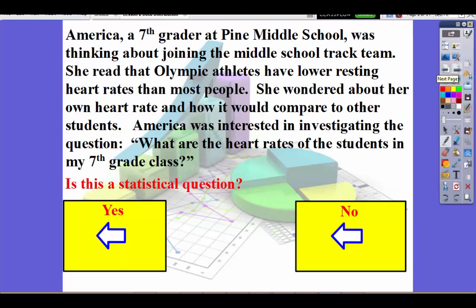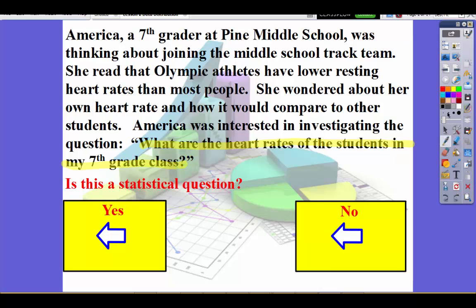Okay, here's our first problem let's look at. America, a 7th grader at Pine Middle School, was thinking about joining the middle school track team. She read that Olympic athletes have lower resting heart rates than most people. She wondered about her own heart rate and how it would compare to other students. America was investigating the question, what are the heart rates of the students in my 7th grade class? So I want you to think, is this question a statistical question? What are the heart rates in my 7th grade class?